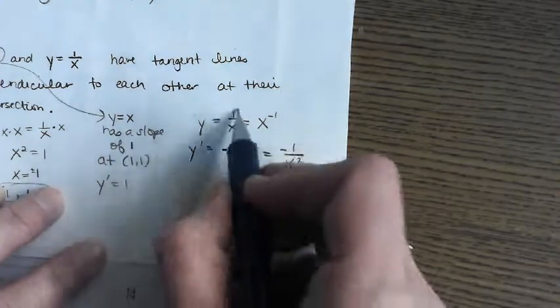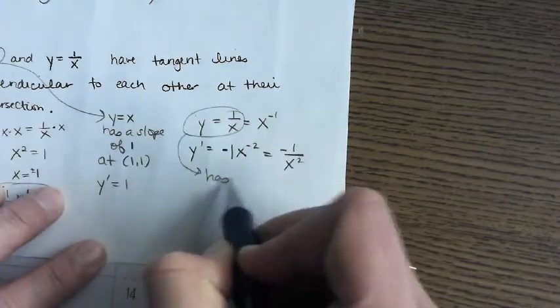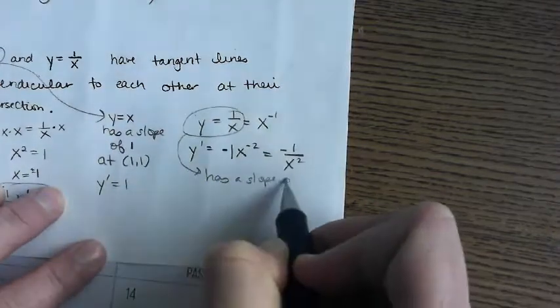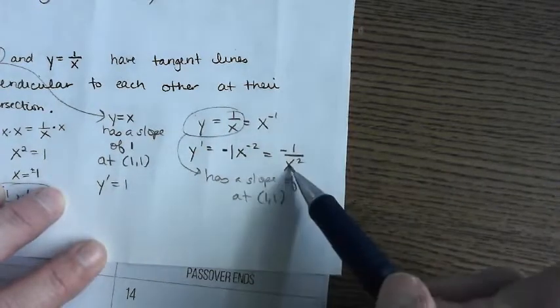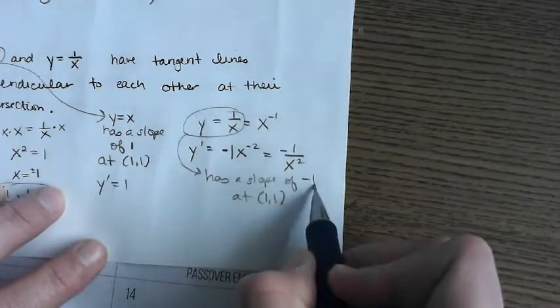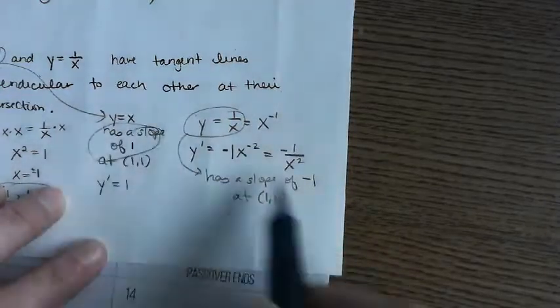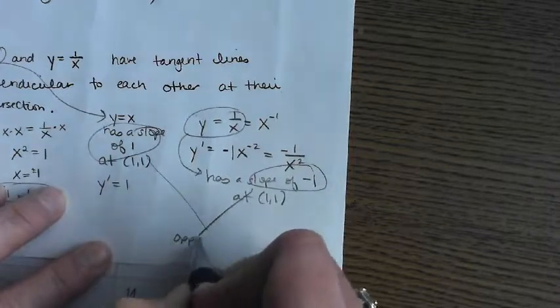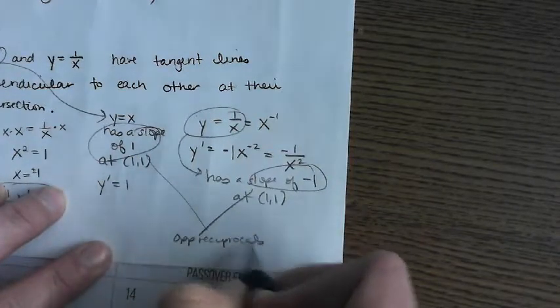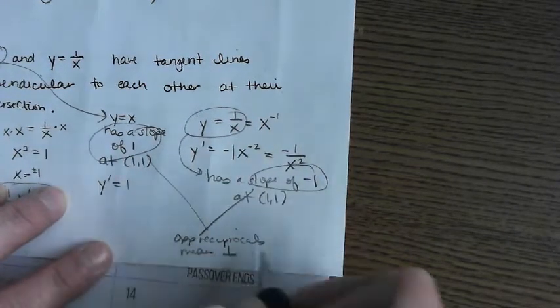So this function has a slope of what at 1, 1? Right? When you plug in 1, you're going to get negative 1. And a slope of 1 and a slope of negative 1 are opposite reciprocals. Opposite reciprocals means perpendicular lines.